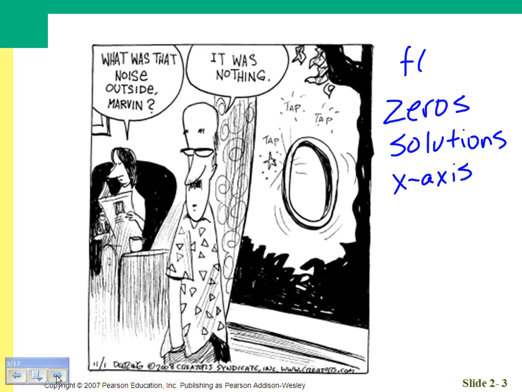Zero means when does your function equal zero? You use the quadratic formula if it's quadratic, or if it's a linear equation, solve for y when x is zero and figure out what the y solution is. And we sometimes talk about those as solutions, and of course crossing the x-axis. And that's kind of where we're going again today.